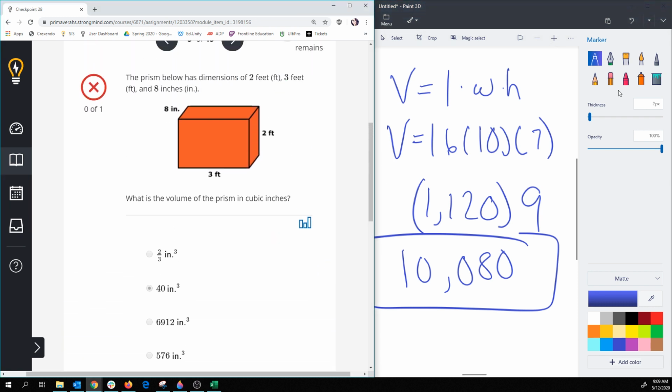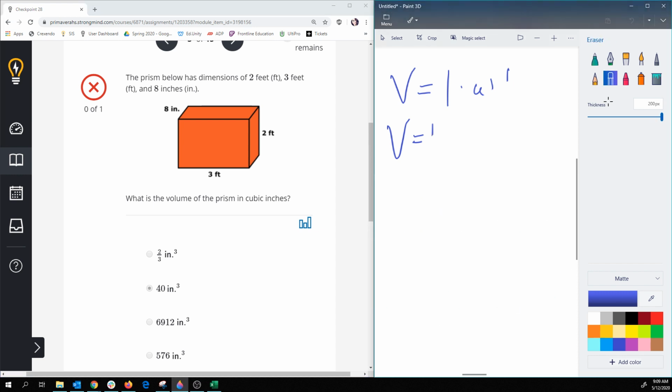All right, number 3. So for number 3 here, we have this box and we want to know what is the volume in cubic inches. Now this is where you have to be careful because if I notice only one of my units is in inches, right? This is in feet and this is also in feet, which means I need to change them to inches before. So there are 12 inches in 1 foot, right? So if I have 2 feet, I would have 24 inches. 2 times 12 would give me 24.